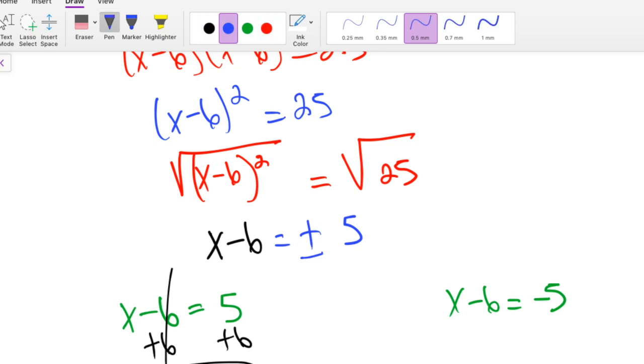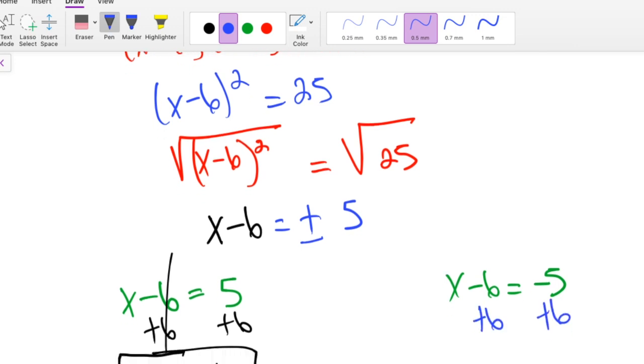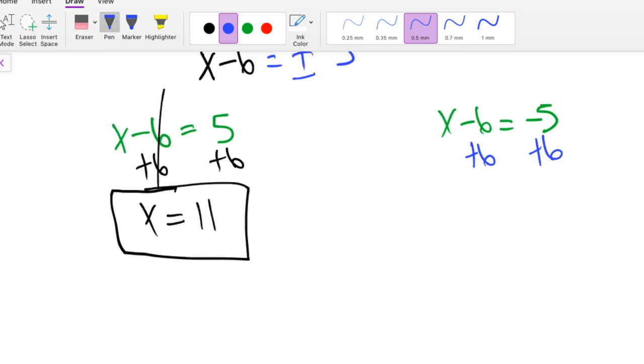X minus 6 equals negative 5. How do I solve that? All right, we want to solve for x, so we need to get rid of what's hindering us from having x by itself. Add 6, and that just gives us x equals 1.